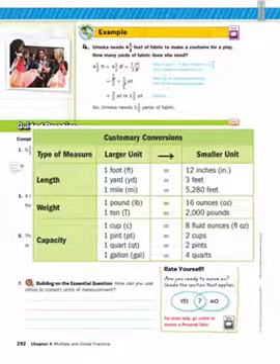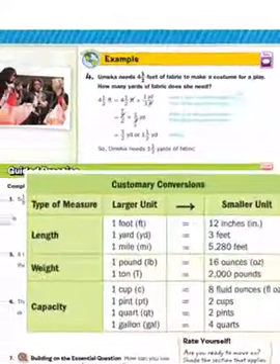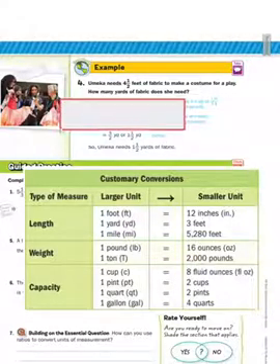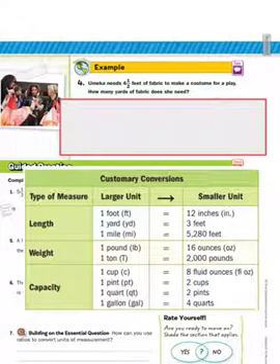All right, last page is just example 4. So I'll show you that in a real world example. So that says, Umika, or however you say that, needs 4.5 feet of fabric to make a costume for a play. How many yards of fabric does she need? So I'm going to get some workspace here. And I'm going to take 4.5 feet. And I'm going to write that as a fraction. So that's 9/2 feet.